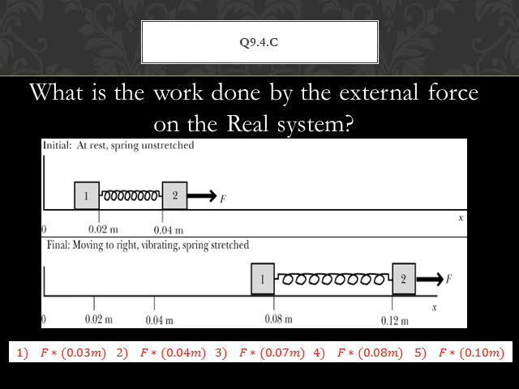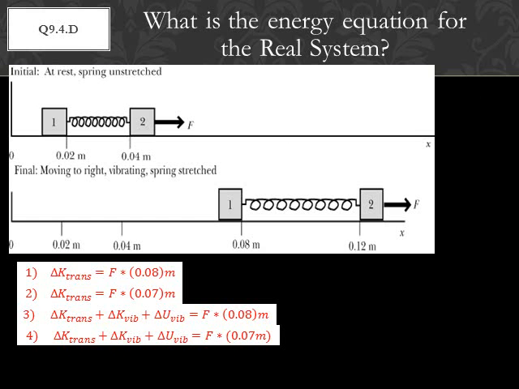So let's go and look at this. Now, the question is, what is the work done by the external force on the real system? I want you to try and answer this question. So let's go through how we figure that out. The correct answer there would have been F times 0.08 meters.